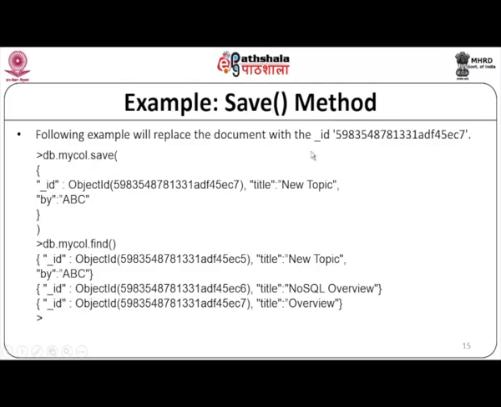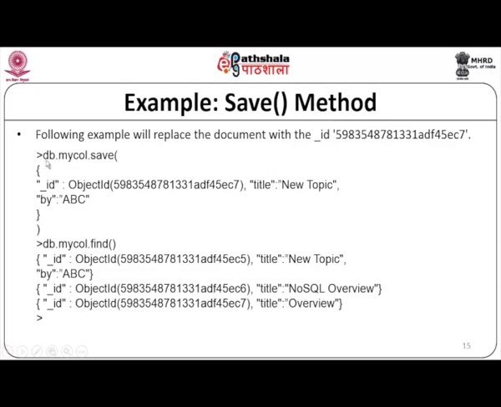Now let us take an example to understand the save method. Suppose you want to replace a document whose ID is as given here in this slide. You can now make use of save. As I said, the save method is used for replacing an existing document. So all you require is an existing document, which is represented by a document ID.